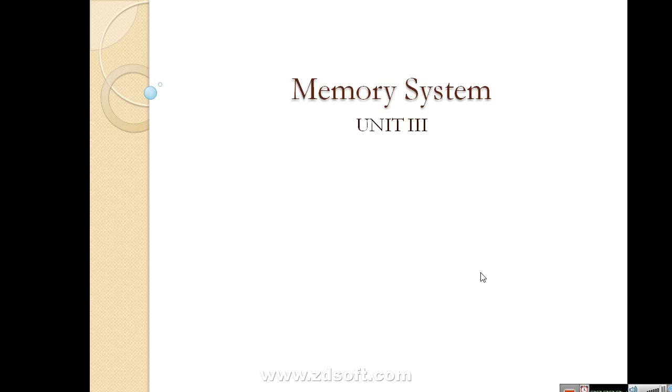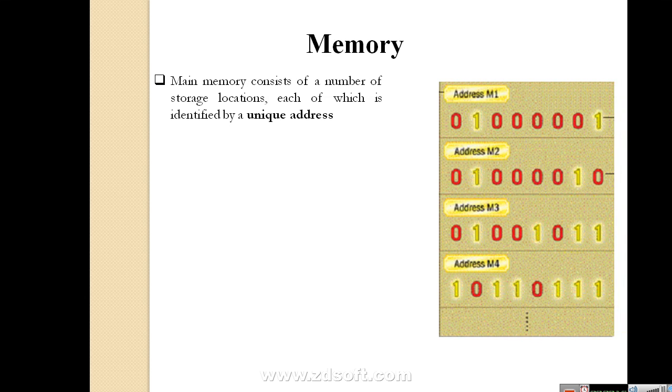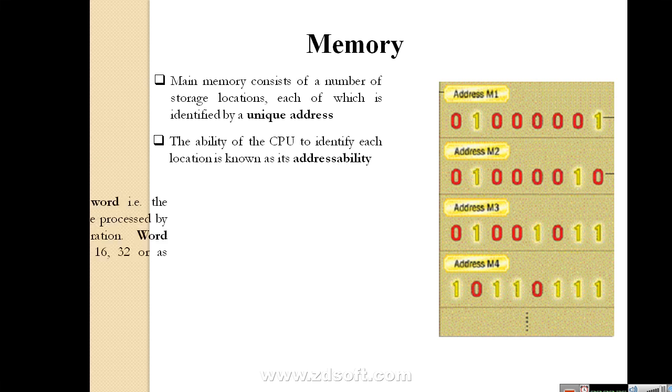So let's start. Memory. What is memory? The main memory consists of a number of storage locations, each of which is identified by a unique address. You can see here address M1, address M2, address M3, address M4. The ability of the CPU to identify each location is known as its addressability.